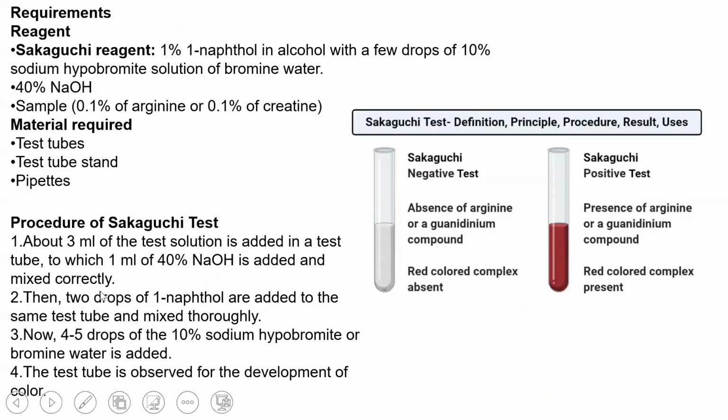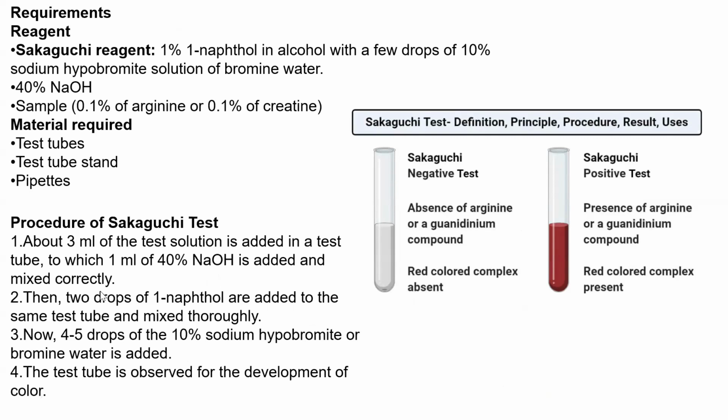These are the requirements. Sakaguchi's test uses a reagent that contains 1% of 1-naphthol in alcohol, with a few drops of 10% hypobromite solution or bromine water. There is also 40% sodium hydroxide and the sample. So these are the reagents and materials that I require. We need test tubes, a test tube stand, and a pipette.